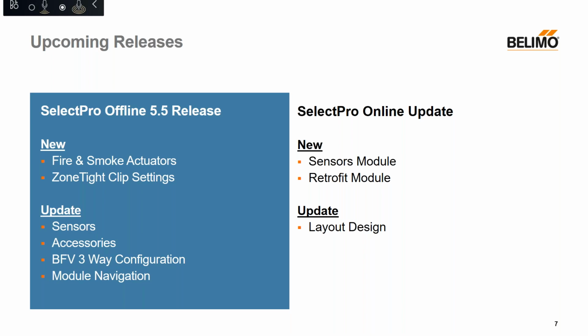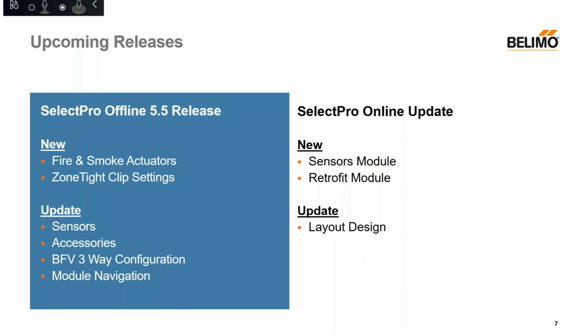A couple things we have coming down the line is SelectPro Offline. We'll be having a 5.5 release. Our current version of SelectPro Offline is 5.0, so coming next would be SelectPro Offline 5.5. In that, like I had mentioned, we're looking to add the fire and smoke actuators to the damper actuator module. We're also going to be adding zone type clip settings. This isn't something that we currently have in SelectPro Offline. We do have it in SelectPro Online, but we will be looking to add this as well.